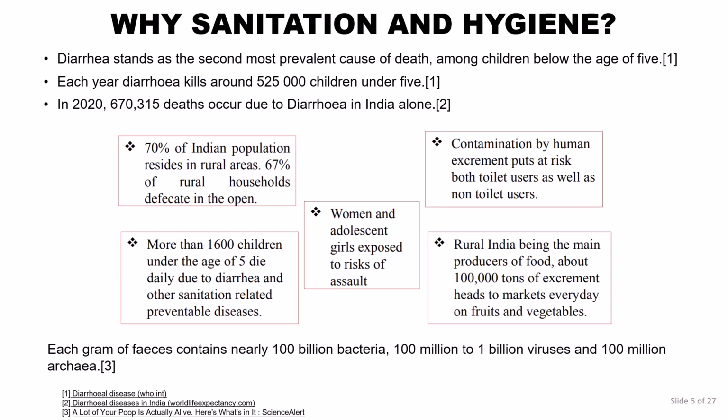And it is interesting to know that each gram of wet faeces contains nearly 100 billion bacteria, 50% of which are alive, 100 million to 1 billion viruses, and 100 million archaea. Poor sanitation is not only responsible for disease but also capable of exposing females to the risk of assault during open defecation.